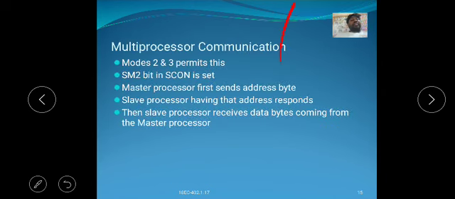Multiprocessor communication: modes 2 and 3 permit this. The SM2 bit in SCON is set. The master processor first sends the address byte, and the slave processor having that address responds. That slave processor then receives the data bytes coming from the master processor.